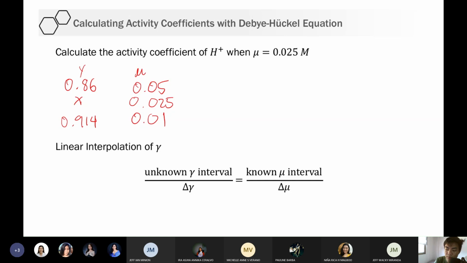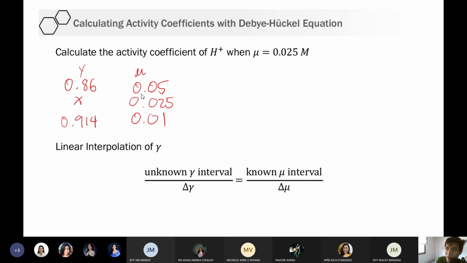Actually, we can use the Debye-Hückel equation, but I don't want to use it because I told you that as long as your ionic strength is within that table, you can maximize the use of that table. I'm not going to use Debye-Hückel, although that will be more accurate, because the equation is dreadful. I want to maximize my table.